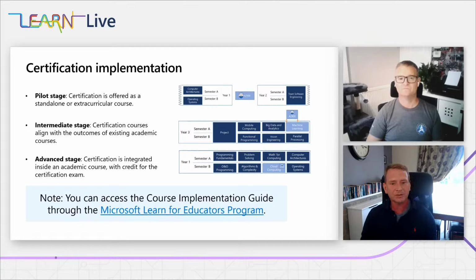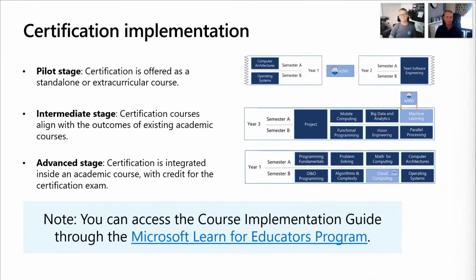But we recommend that you start from the top level. Start from a standalone extracurricular viewpoint, and then work your way through to get that experience using the course materials from Microsoft Learn for each one of those courses. And then finally, hopefully you'll be able to move through and eventually potentially offer academic credit for those certifications inside your academic courses. Thanks, Derek.